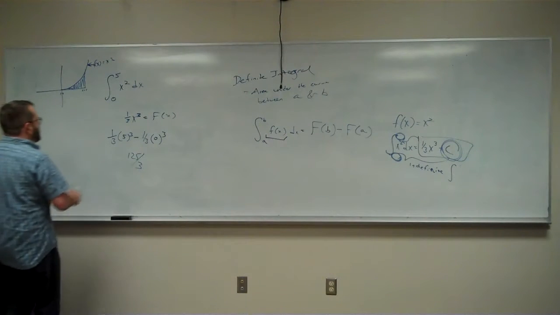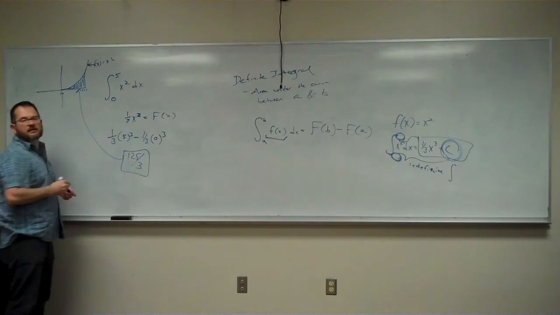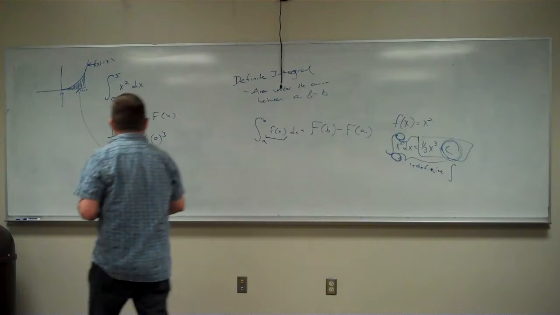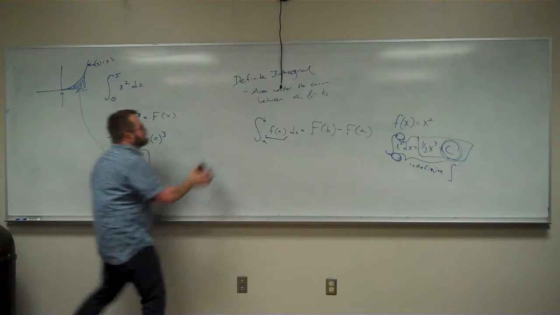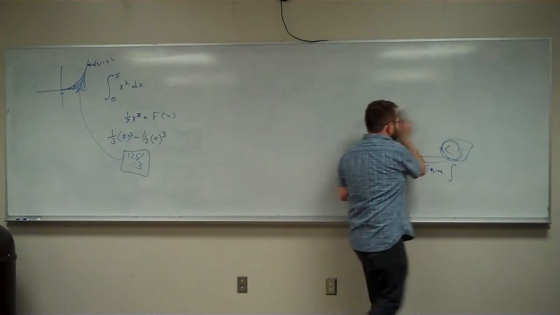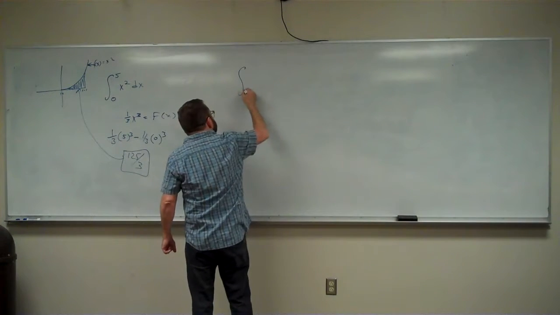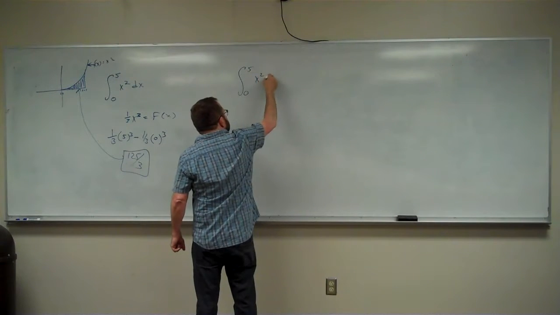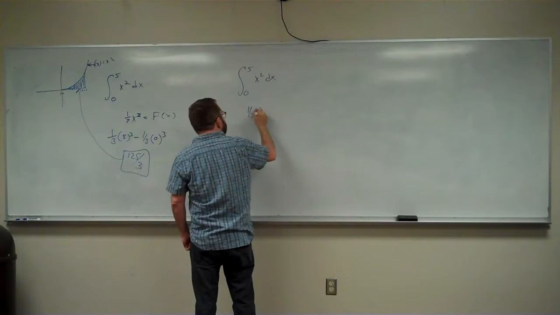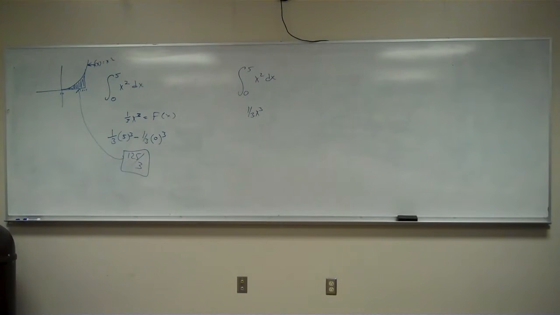But just to be clear, it's just that little tiny step. This is this area. I'm going to give you a better way to write this. We wrote the integral from 0 to 5 of x squared dx. The antiderivative of x squared was 1/3 x cubed. We need to evaluate that at b and at a.